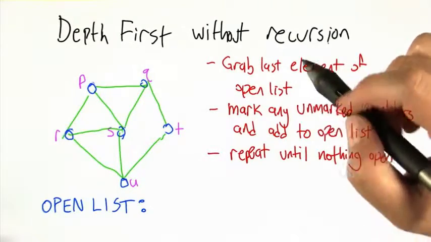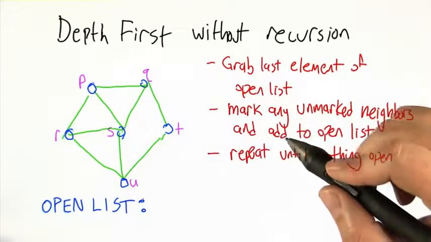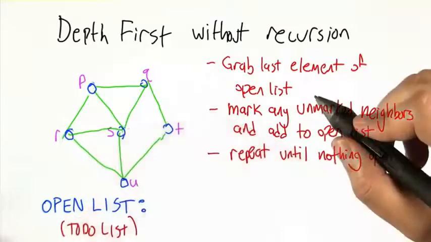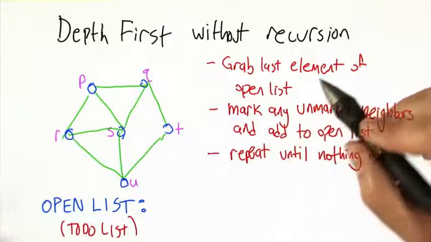And the way that we're going to actually make that work is by introducing a new data structure called the open list. I like to think of it as a kind of to-do list, because it keeps track of what I need to do next. And essentially, I'm a slave to my to-do list.